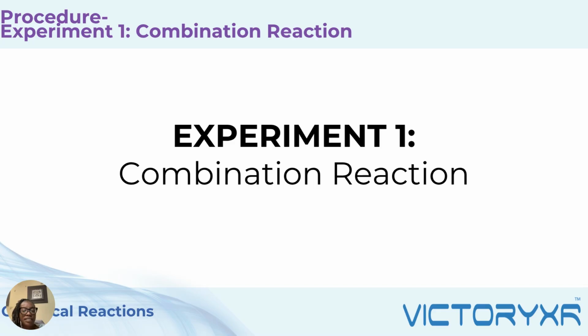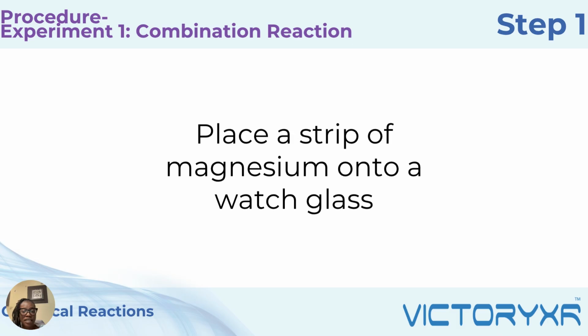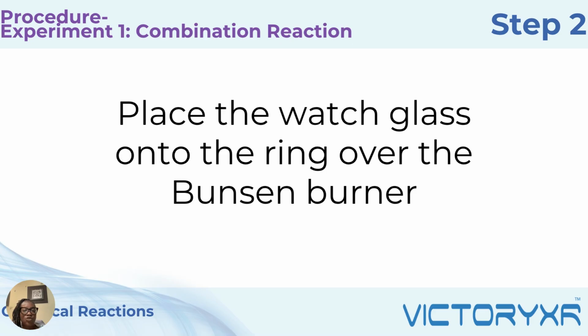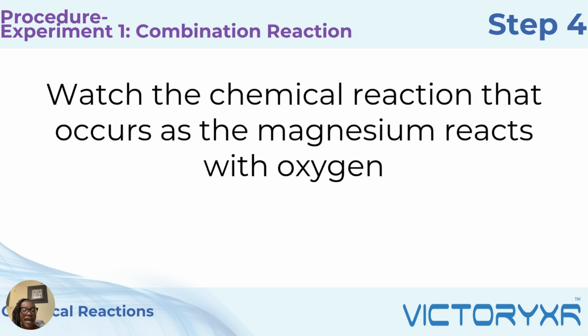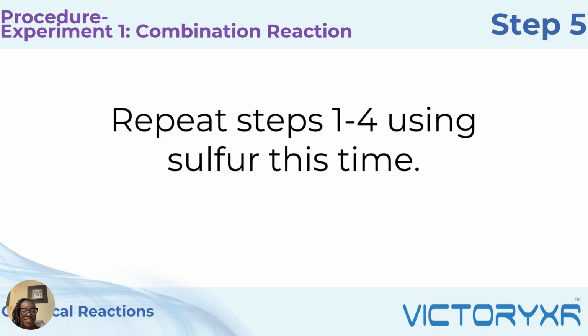The first experiment is a combination reaction. You'll place a strip of magnesium onto a watch glass. You'll place that watch glass onto a ring over the Bunsen burner. You'll turn the knob on the Bunsen burner to light it and adjust the flame size, and watch the chemical reaction occur as magnesium reacts with oxygen. Now, you'll repeat steps 1 through 4, and you'll use sulfur the next time.